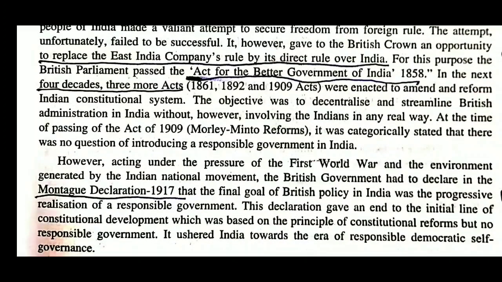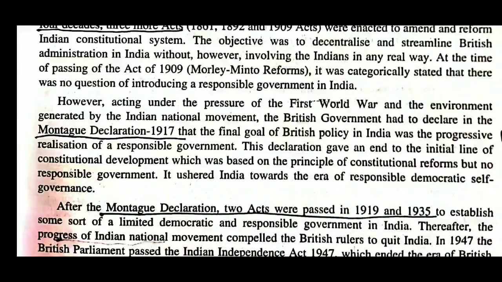However, acting under the pressure of the First World War and the environment generated by the Indian national movement, the British government had to declare in the Montagu Declaration of 1917 that the final goal of British policy in India was the progressive realization of a responsible government. This declaration put an end to the initial line of constitutional development, which was based on the principle of constitutional reforms but no responsible government. It ushered India towards the era of responsible democratic self-governance.